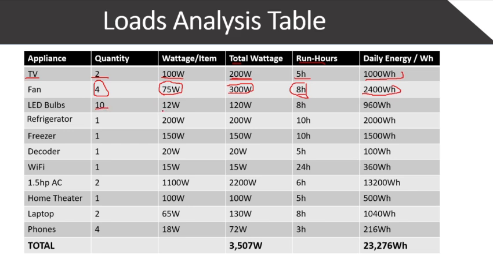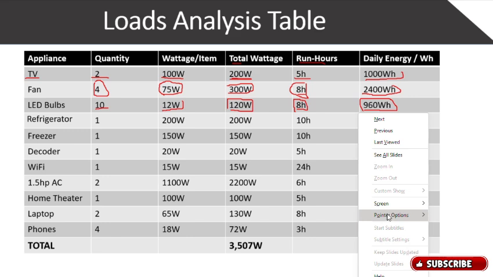Their wattage is 12 watts, and their total wattage should be 10 times 12, which is 120 watts. And they are running for 8 hours. Their total energy should be 120 times 8 hours. That's 960 watt hours. Now there's something I want to draw your attention to.